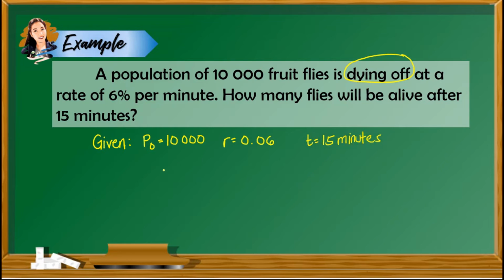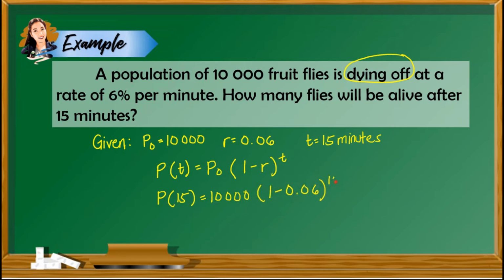Following the formula for exponential decay, we have P of t is equal to P sub 0 times 1 minus r raised to t. So we now have P of 15 is equal to 10,000 times 1 minus 0.06 raised to 15. We have 10,000 times 0.94 raised to 15. Simplifying this, we have an answer of 3,952.92. So this gives us the population of fruit flies after 15 minutes.